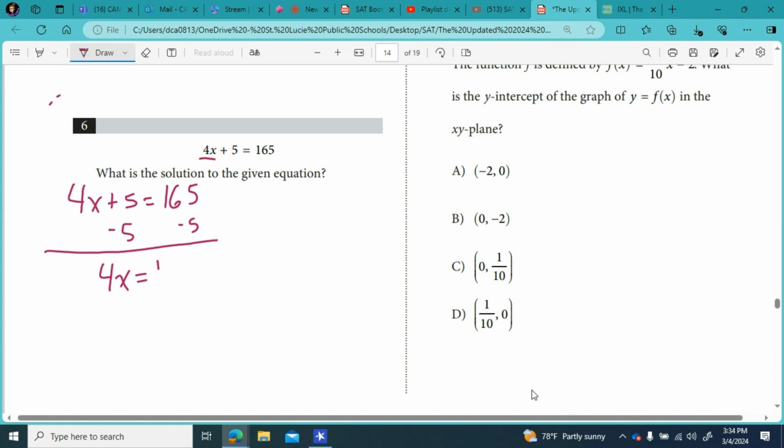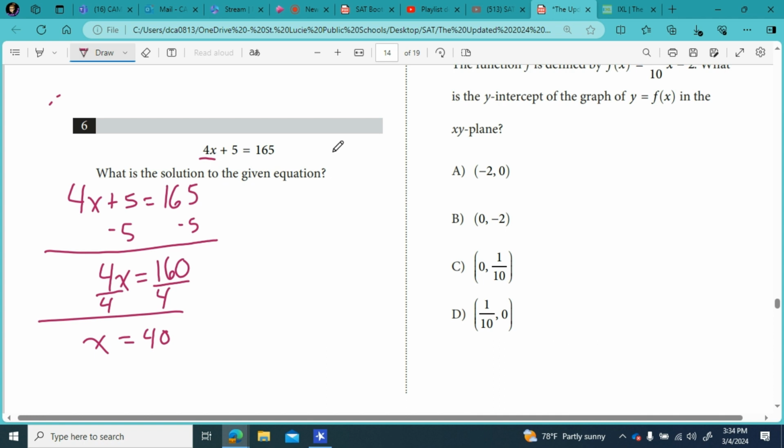minus 5 is 160. And then the 4 and the x, what are they doing together? They are multiplying. What's the opposite of multiplication? Divide. So I would divide both sides of my equation by 4 to give me that x equals 160 divided by 4 would be 40.